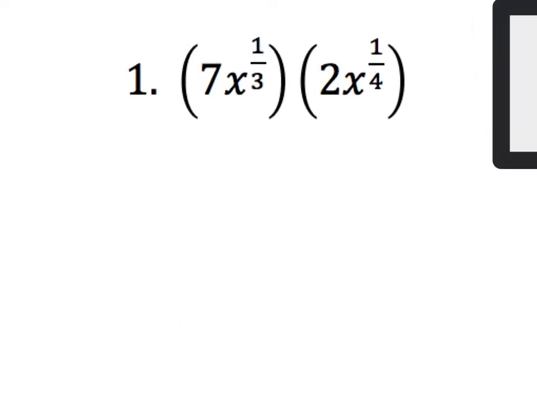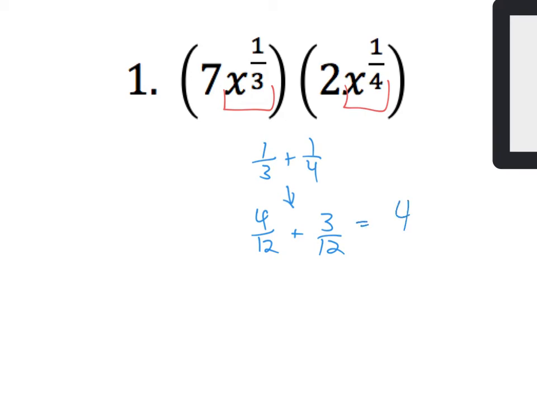So first one, we've got 7x to the power of 1/3 times 2x to the power of 1/4. When we do these, I'm seeing the base x written twice, which means I need to add those exponents together. So I'm going to have 1/3 plus 1/4. Hopefully we remember, in order to add our fractions, we need common denominators. So 1/3 is really 4/12, and 1/4 would be 3/12. Now that they have the common denominator of 12, we add the numerators straight across. So 4 plus 3 gives us 7/12. So that's going to be my new exponent here.